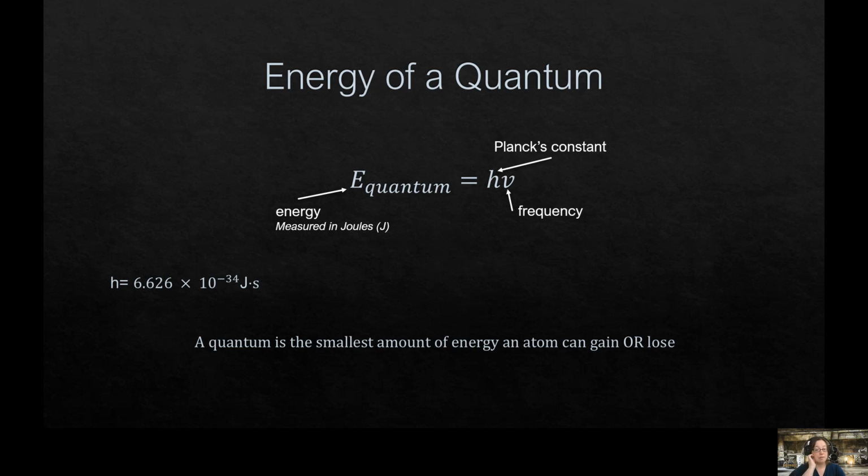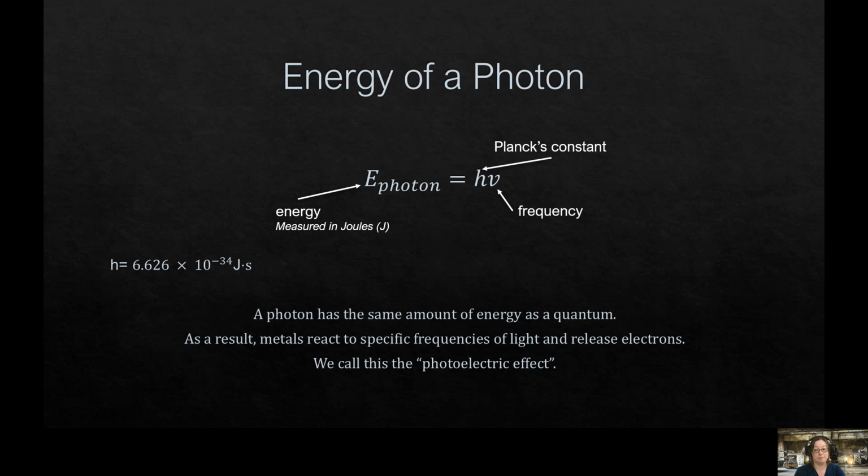So Planck figured out that atoms can only gain or lose energy in certain specific amounts, and they can't lose it in other fractions of that amount. And so he came up with a constant that allowed us to calculate that. Now, what's really cool about that is that the energy of a quantum is the same as the energy of a photon. So since waves of electromagnetic energy can behave like a particle, we can also use this to represent the particle nature of light.